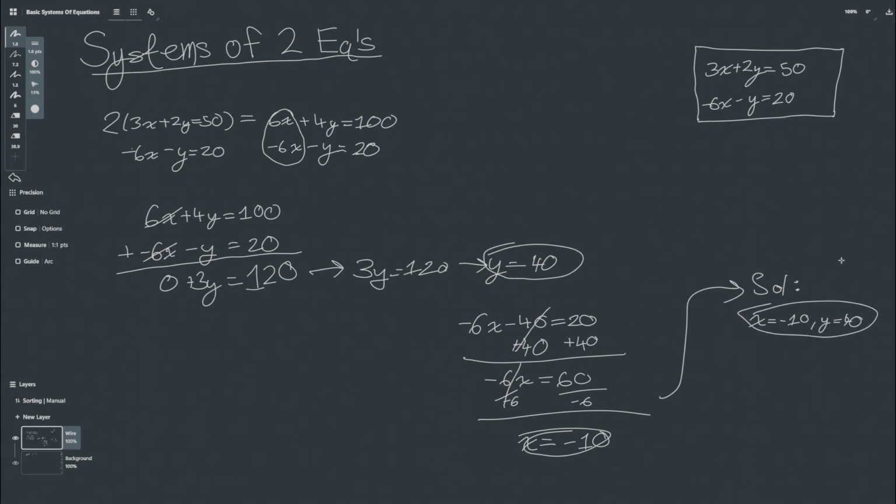Now you can actually check this by plugging x and y into both of these equations, and they should hold. So if you plug in negative 10 for x up to here and 40 for y into here, you should get 50, and the same for this bottom equation as well.